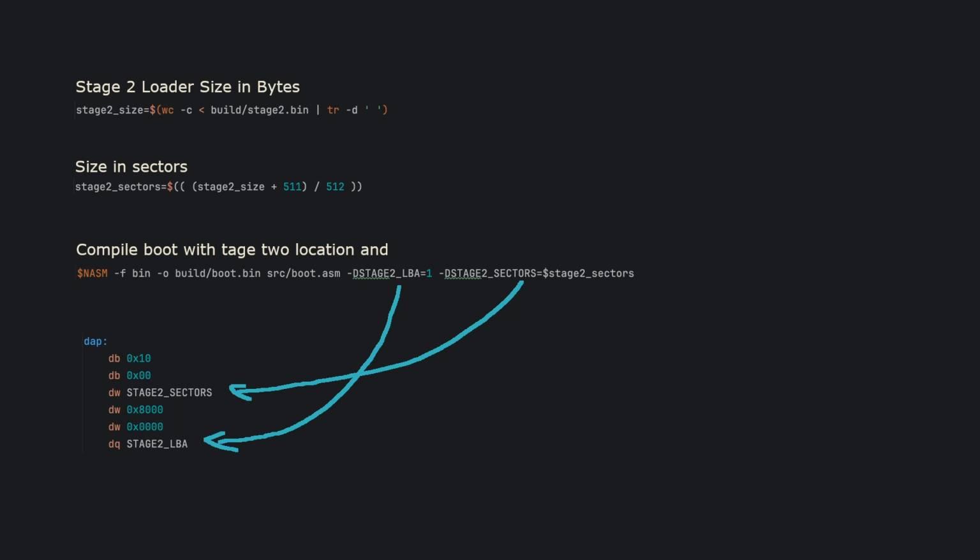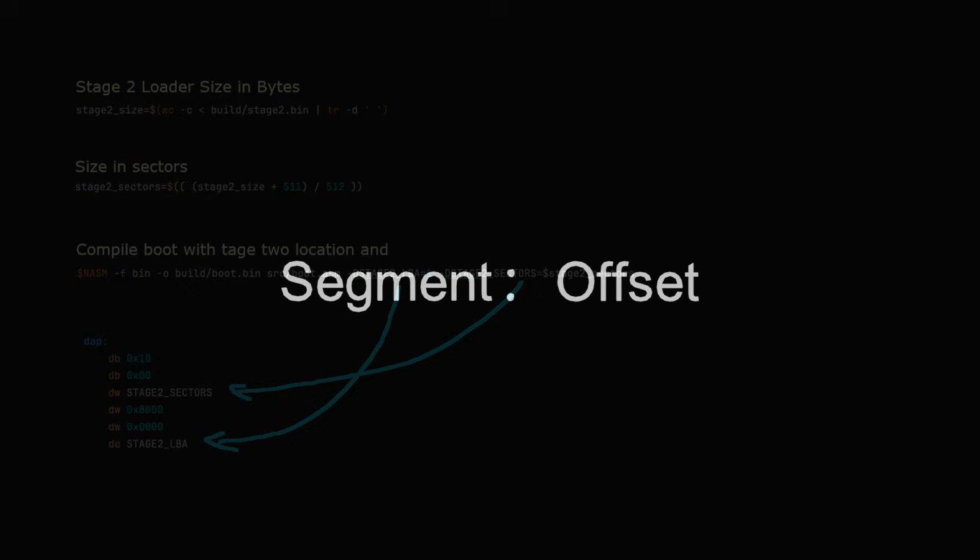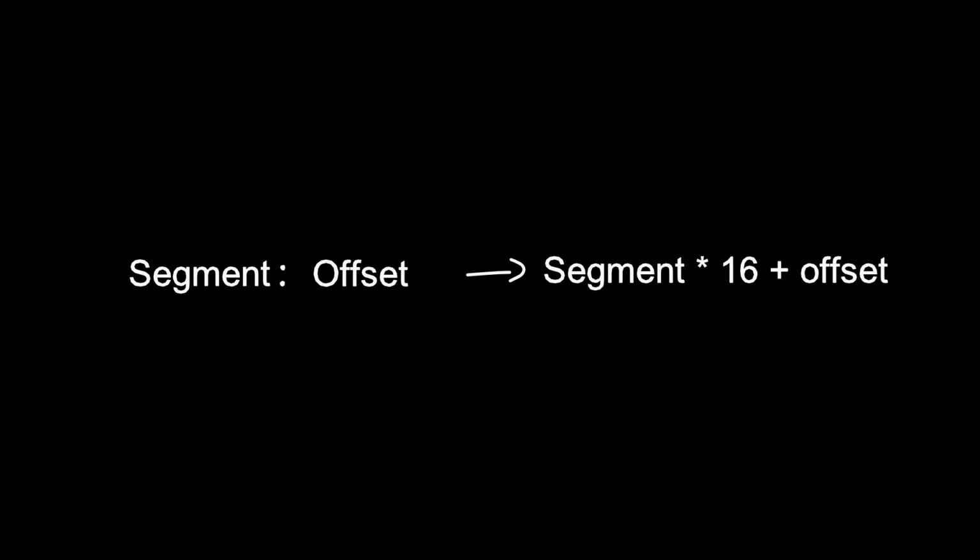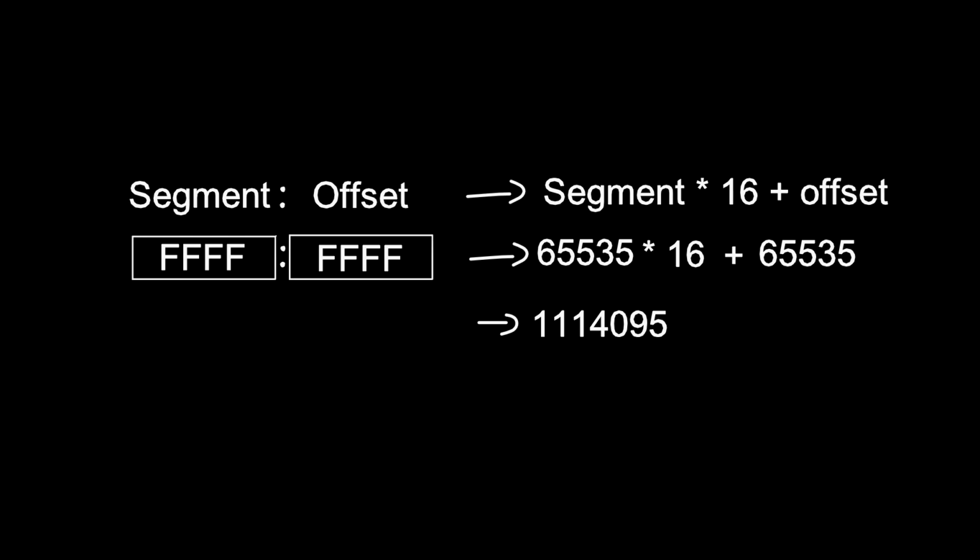As I mentioned before, we are using real mode, which uses two-part segment offset addressing. To convert this into a linear address, we simply calculate segment times 16 plus offset. Both segment and offset are 2-byte unsigned numbers. Our highest address is 64K segment and 64K offset, and using the linear formula that allows us to address roughly 1 MB of memory.